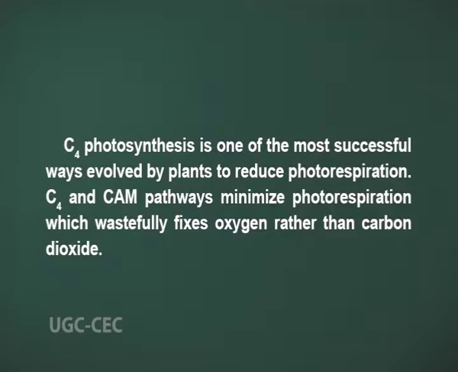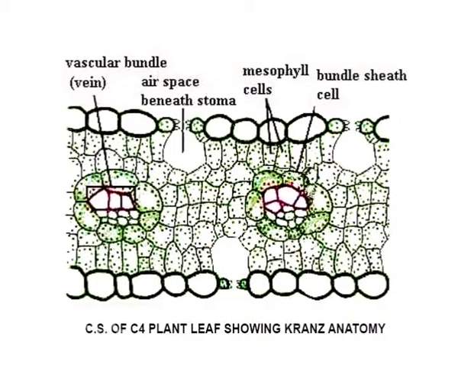C4 and CAM pathways minimize photorespiration, which wastefully fixes oxygen rather than carbon dioxide. C4 plants conduct C4 photosynthesis in mesophyll cells and Calvin cycle in bundle sheath cells. Rubisco located in bundle sheath is isolated from atmospheric oxygen, which is found in mesophyll cells. The carbon dioxide for Calvin cycle is shuttled via malate from mesophyll to bundle sheath, where it is released again through decarboxylation of the malate. C4 plants use PEP carboxylase to capture more carbon dioxide in the mesophyll cells.